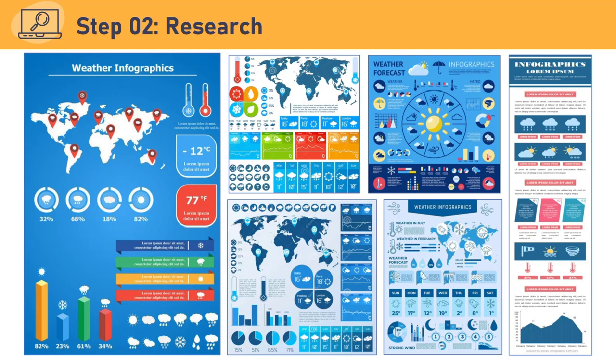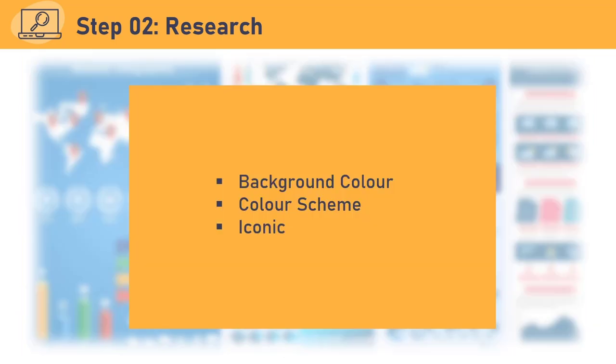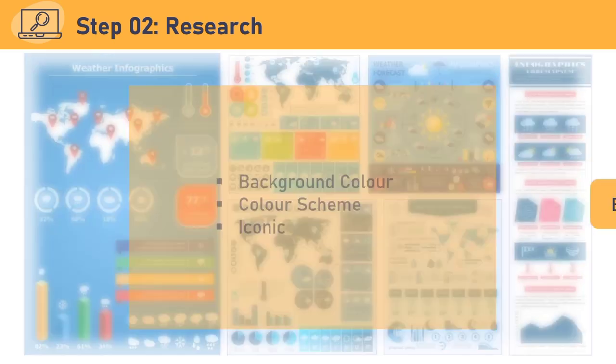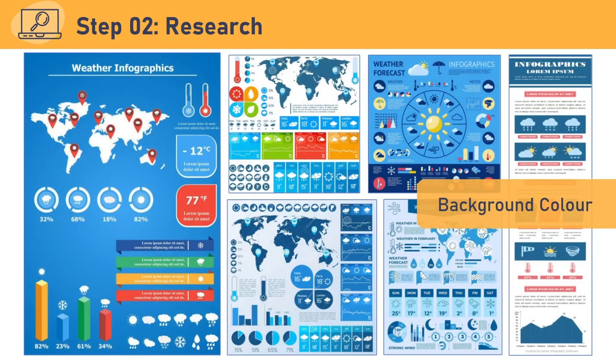What are the similarities of all these examples that you can see? They share the same background color, and if you notice, most of them share the same color scheme, and they are all iconic in their own creative way. As you can see, they share the same background color, which is most likely blue and white, or sky blue, or dark blue. This first one, dark blue or navy blue. This one is sky blue.